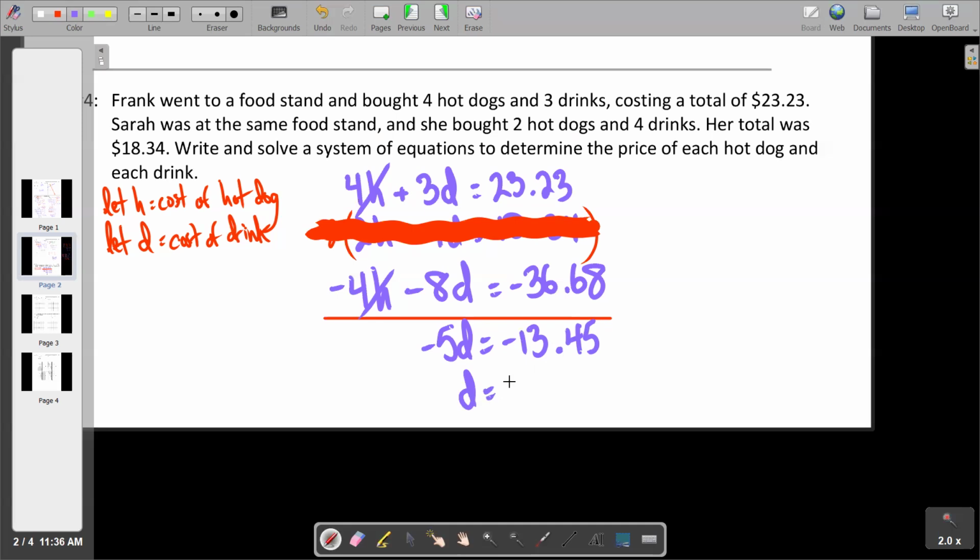You got to divide. D is, what does it come out to be? 2.69. What do we do now?